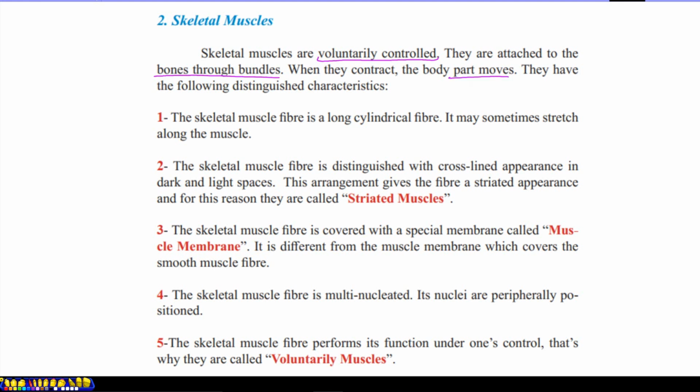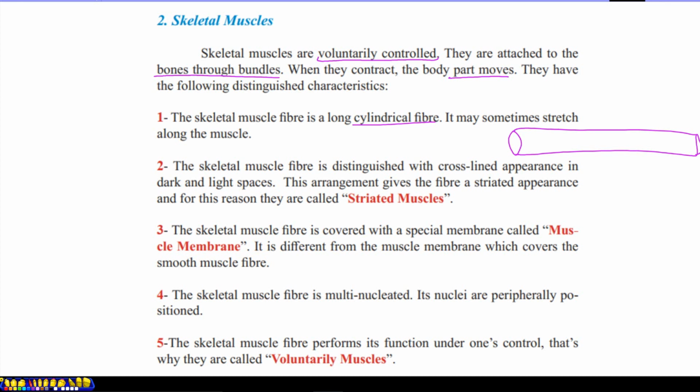They have the following distinguishing characteristics, which make them different from smooth or heart muscles. The skeletal muscle fibers are long and cylindrical. A fiber may sometimes stretch along the muscle, like the biceps muscle, which is located in the front of the arm, from one end to another. Maybe just a single cell can extend.